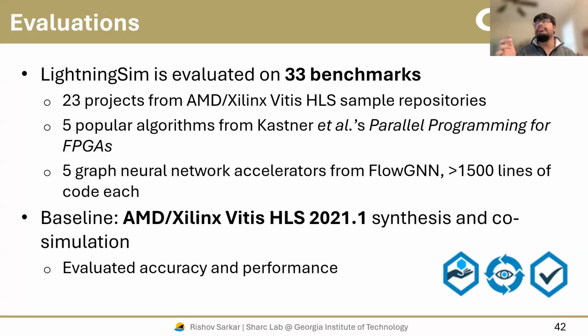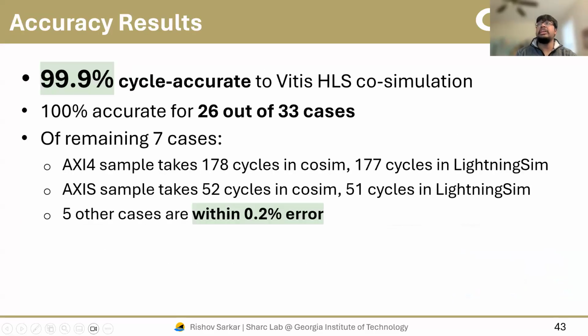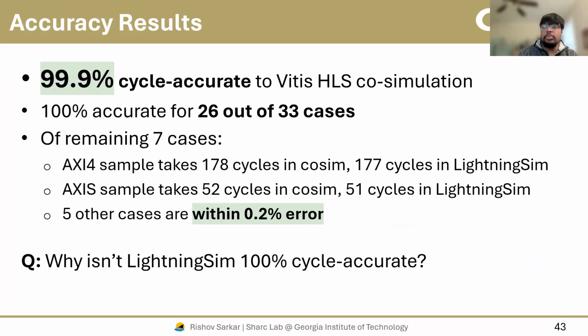We also tested on 5 graph neural network accelerators from FlowGNN, which, as I mentioned, take like 15 minutes to synthesize and can take an hour to co-sim, so it's pretty long. We used 2021.1 as our baseline and evaluated the accuracy and performance. What we found is that it's 99.9% cycle accurate to co-simulation. It's 100% accurate for 26 out of the 33 cases we tested. Of the remaining 7 cases, 2 sample designs are 1 cycle off, and the other 5 cases are within 0.2% error. This goes back to a question that was asked earlier.